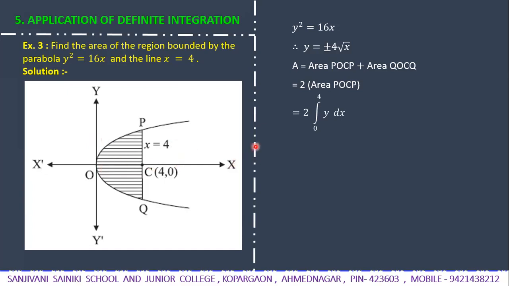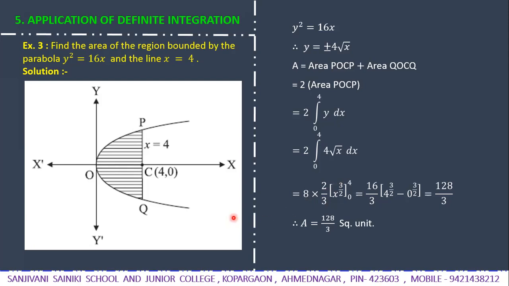So 2 times the integral from 0 to 4 of y dx. But what is y? y is 4 root x. So 8 into 2 by 3, x raised to 3 by 2, from 0 to 4. So put in the lower limit and upper limit. You will get 128 upon 3. So the required area is 128 upon 3 square units.